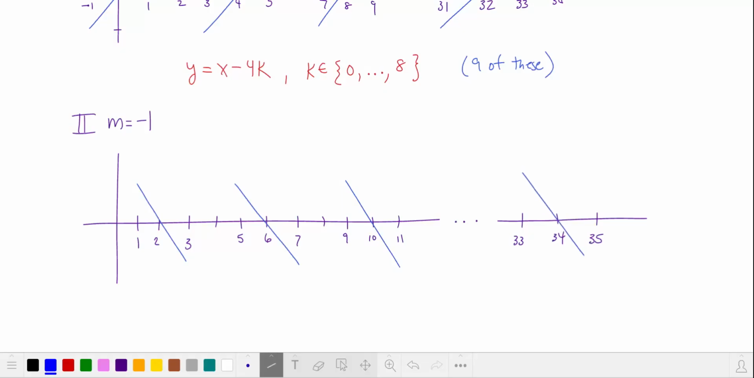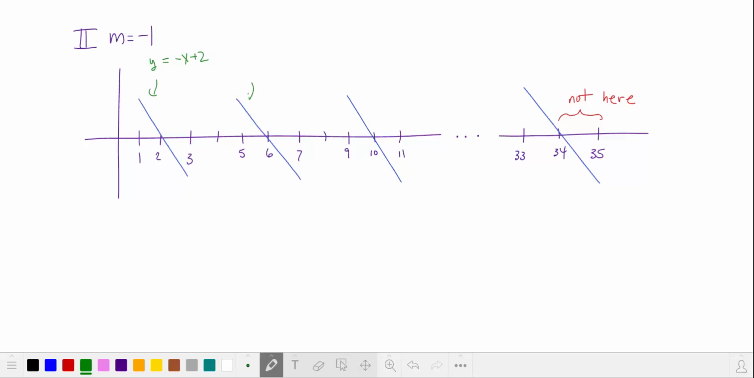The sawtooth would continue in the interval between 33 and 35, but beyond 34, our parabola will exceed 1 and negative 1, and there won't be any intersecting points. The equation for this first segment on the interval between 1 and 3 is negative x plus 2. On this interval, the equation for this segment is negative x plus 6, and here we have y as negative x plus 10, until we get to this last interval, negative x plus 34.